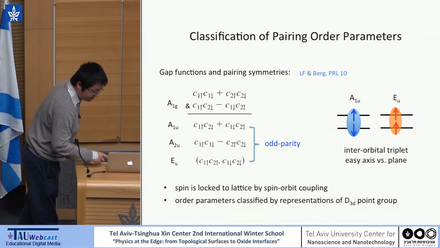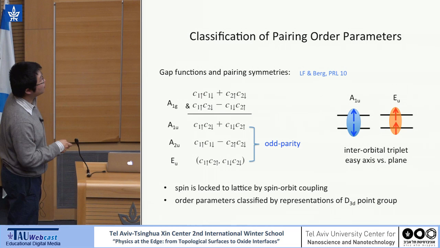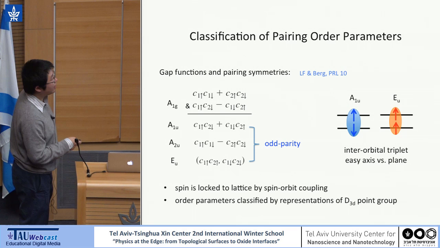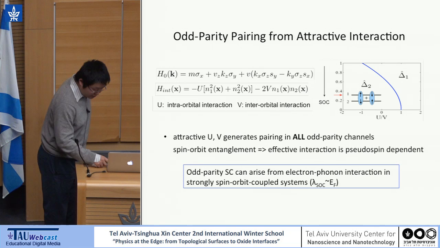there are two more odd parity pairing symmetries. The A1u pairing symmetry corresponds to inter-orbital pairing with total S_z equals 0. It's up-down plus down-up. And then the Eu pairing order parameter is again inter-orbital pairing, but with a non-zero total S_z. So it's up-up or down-down pairing, or their superposition. So now, which pairing symmetry is realized?